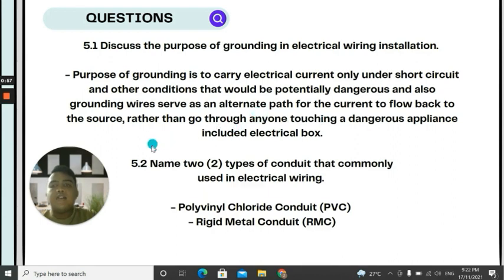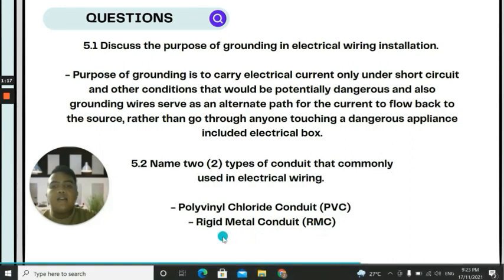Next, question number 2, 5.2. Name 2 types of conduit that are commonly used in electrical wiring. The answer is polyvinyl chloride conduit, for the short name, we call PVC. Next is rigid metal conduit, RMC. That's all about the questions.